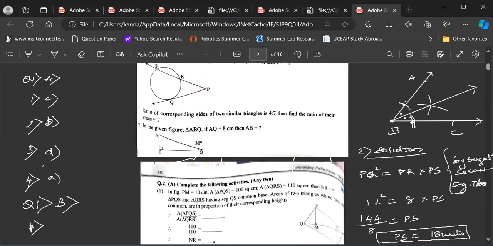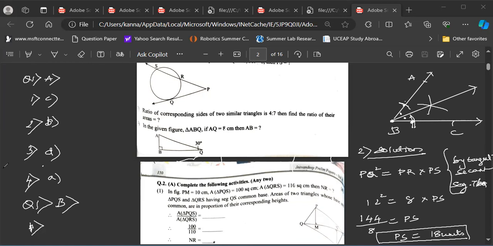The ratio of the corresponding sides of two similar triangles is given as 4:7. Then find the ratio of their areas. The ratio of the corresponding sides is given, and they wanted to find the ratio of their areas.